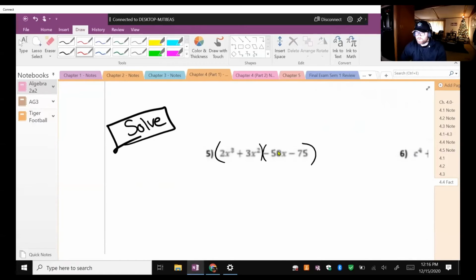Okay, so we want to solve. The first 4 we did, all we did was factor and simplify, no big deal. Now we want to solve. But remember, when we're talking about factoring and solving, we're talking about the zero product property. Remember, when we get to our final factored form, we set each factor equal to 0, and we solve for x. That's what zero product property means.